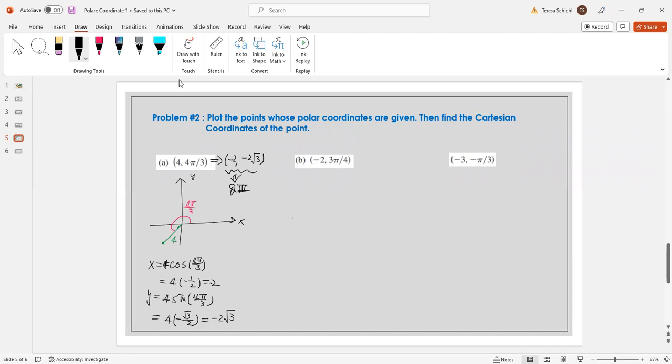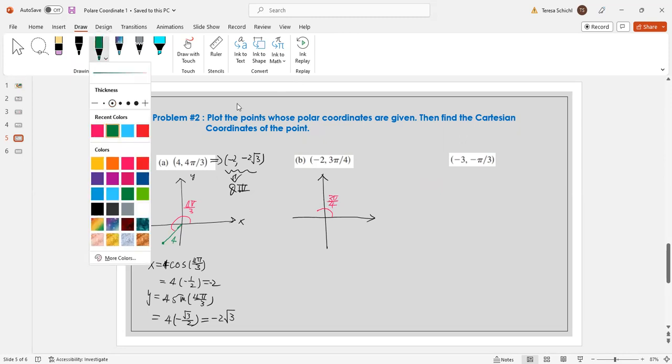Now let's take a look at this one. Let's be careful here. This is 3 pi over 4, so it will be here. Let's start to swing. 3 pi over 4, so we swing to here. Because it's positive, I swing counterclockwise.